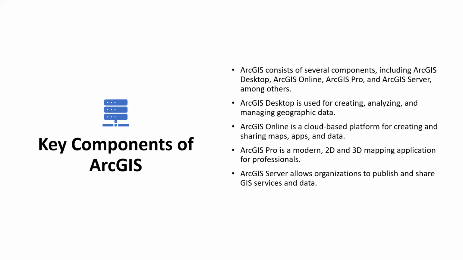So these are the key components of ArcGIS. ArcGIS consists of several components. We have the ArcGIS Desktop, ArcGIS Online. So let me start with the ArcGIS Desktop. It's used for creating, analyzing, and managing geographic data. Examples of ArcGIS Desktop are ArcGIS Pro, ArcMap, and some other desktop software like that. Then we have the ArcGIS Online, which is a cloud-based platform for creating and sharing maps, apps, and data.